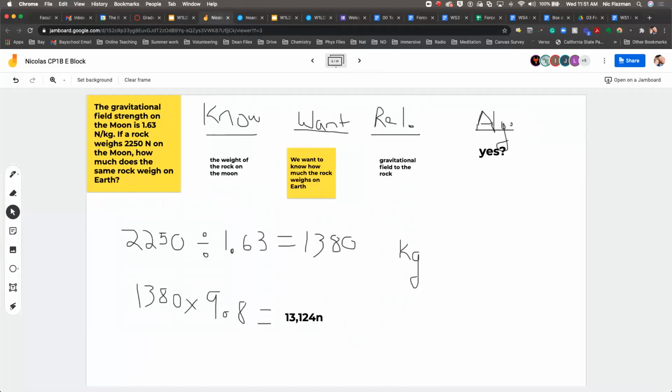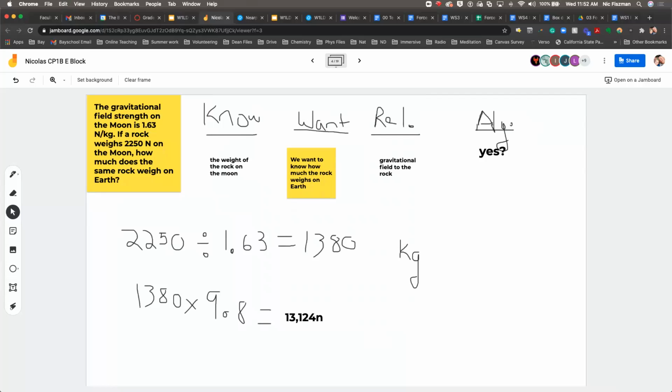All right. So for ours, let me take a look at the problem real quick. We took the rock's weight on the moon and divided it by the number of newtons per kilogram on the moon to get the number in kilograms. And then we multiplied that by the gravitational strength on Earth. And we got that the rock is 13,124 newtons on Earth.